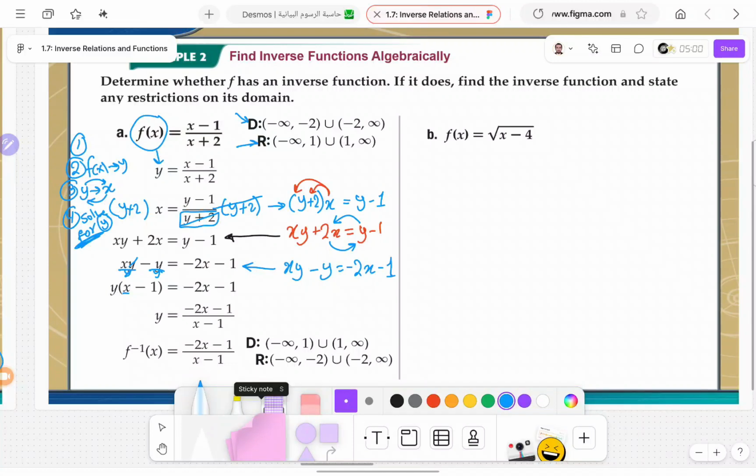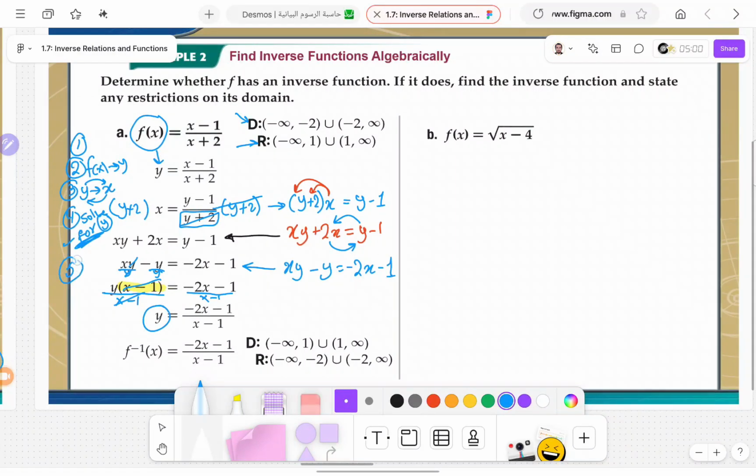Now, next step, I need to isolate y, so I can divide both sides by everything next to the y. So what is next to the y? The thing next to the y is x minus 1. So you have to divide both sides by x minus 1. Divide by x minus 1, so you cancel these two. So now y is equal to negative 2x minus 1 over x minus 1. Now as you can see here, y is isolated. So we just achieved step 4.